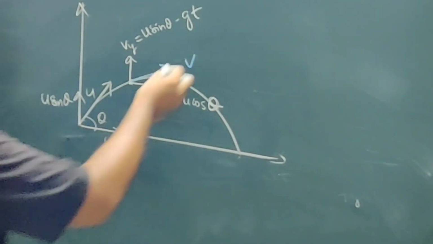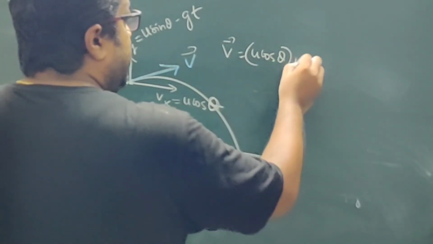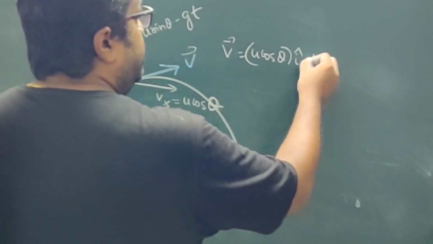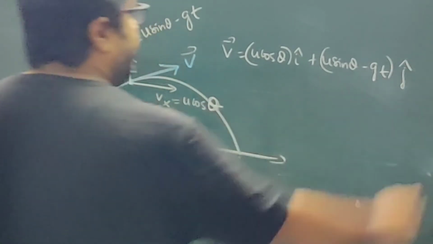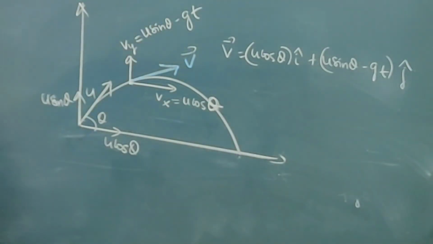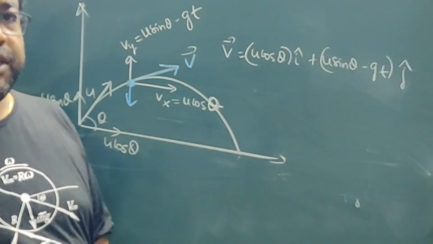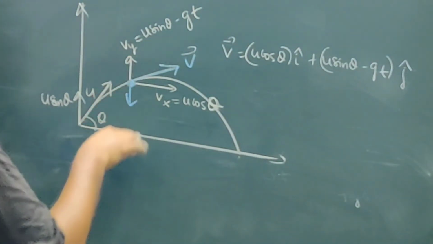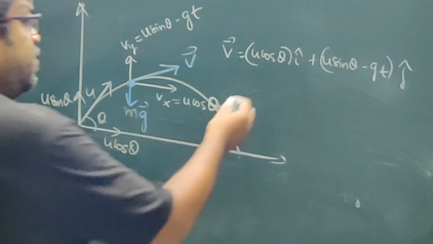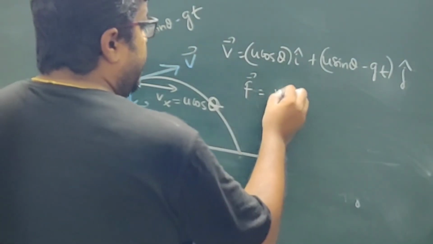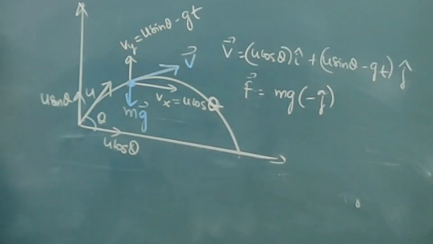So I can write this velocity v in vector form as u cos theta i cap plus (u sin theta minus gt) j cap. And when the projectile moves, at each and every point, what is the direction of the gravity? You are asked to calculate the instantaneous power due to gravity. So the gravitational force is acting in the downward direction. So the force is mg, acting downward. So I can write this force as mg times minus j cap. Why minus j cap? Because it is acting in the downward direction.